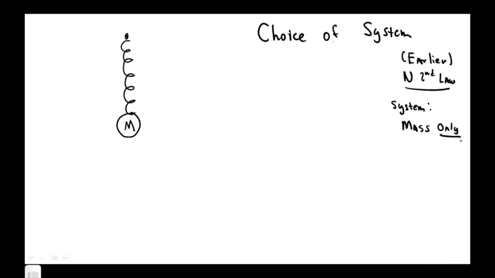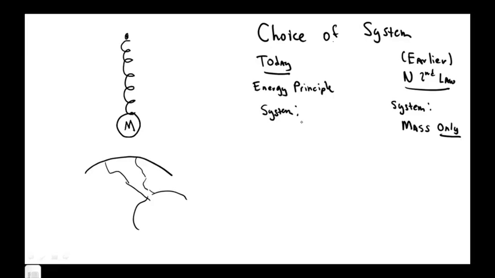motion. Now we know we need to make a choice of system whenever we start to apply a fundamental principle. For our application of Newton's second law, our choice of system was the mass by itself. We could make the same choice for the energy principle. However, we don't need to. In fact, we're going to choose a different system here. We'll choose the system to include the spring and the earth.